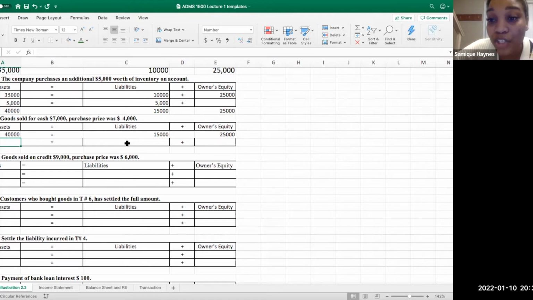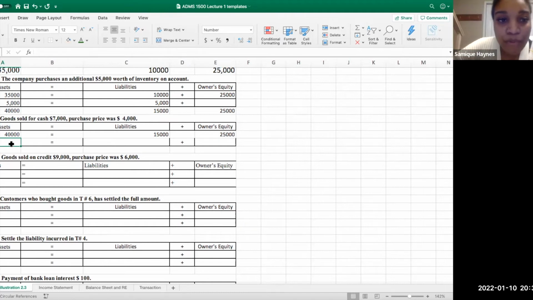Let's do that transaction first. Cash is going to increase by $7,000. So if we sold something, what do we get? We get cash. Well, sometimes we don't get cash, right? Sometimes they owe us. But what is that called when we sell? Sales. Another word for that will be revenues. Perfect, thank you. So revenues.